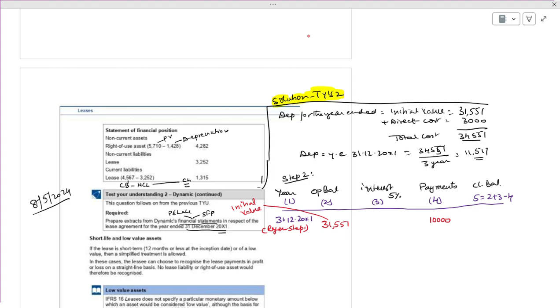How much is it? 31,551 times 5%. 1,577. You will take the present value, right? Yes, 31,551 times 5%. I will write column 2 times 5%.